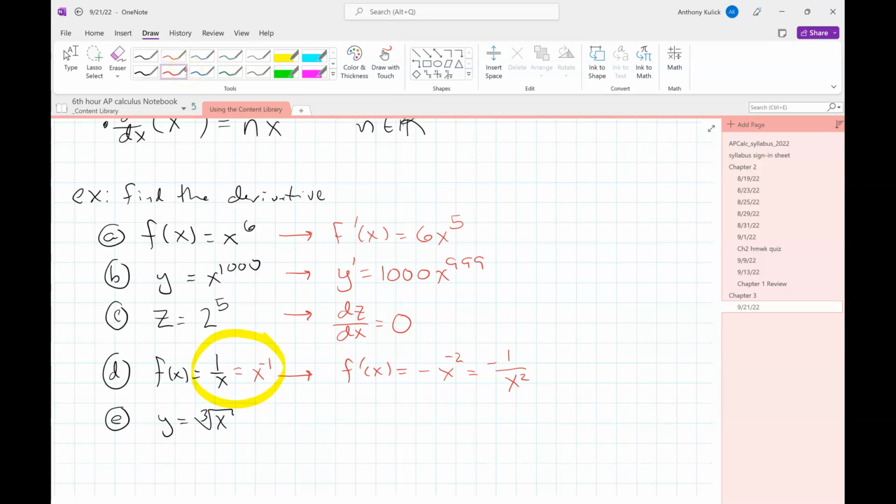All right. y equals the cube root of x. You want to think about that as x to the 1/3. And then the derivative would have 1/3 x to the negative 2/3. Or you could write that as 1 over 3 times the cube root of x squared.